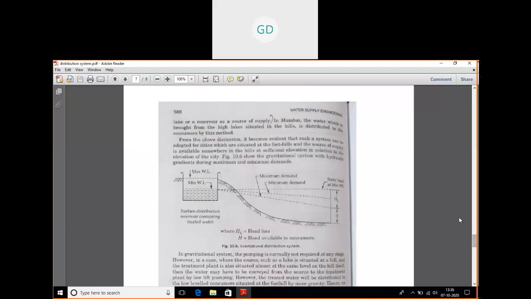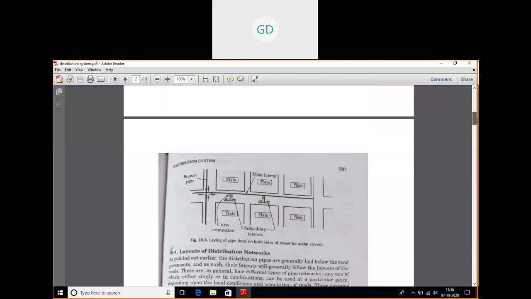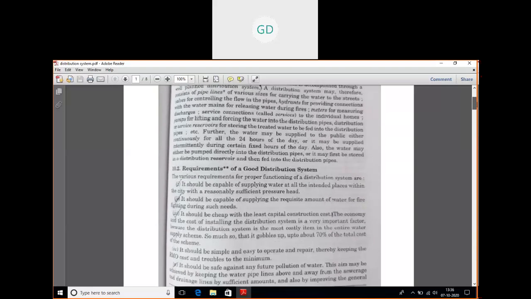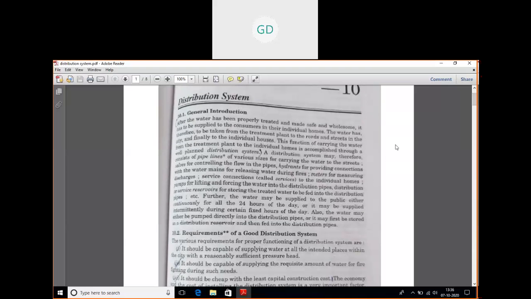So everything you need to note down in your copy. Only the important things I have given. So first of all, what is a distribution system? You need to note it down.